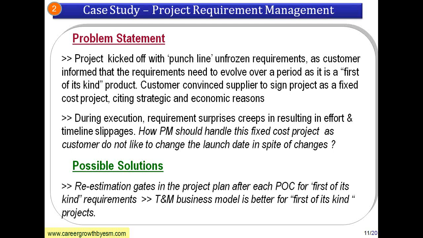Now the question is, since it is a fixed cost, how do you handle this? You have to actually say that for each of these proofs of concept, if it fails, then we will have a change request separately where we will handle the effort or timeline or cost estimate separately.